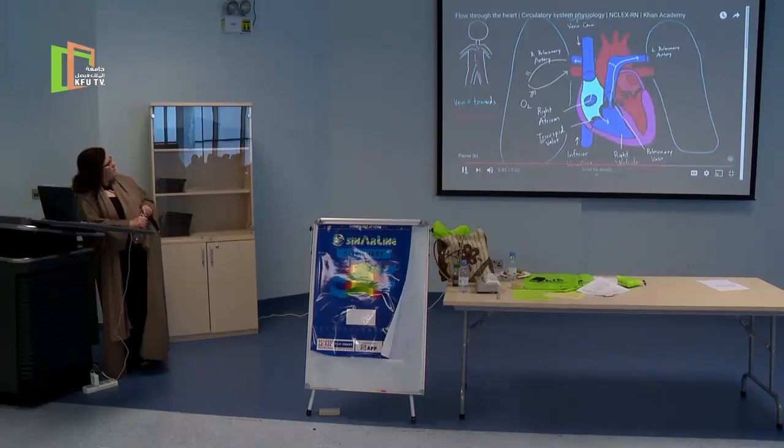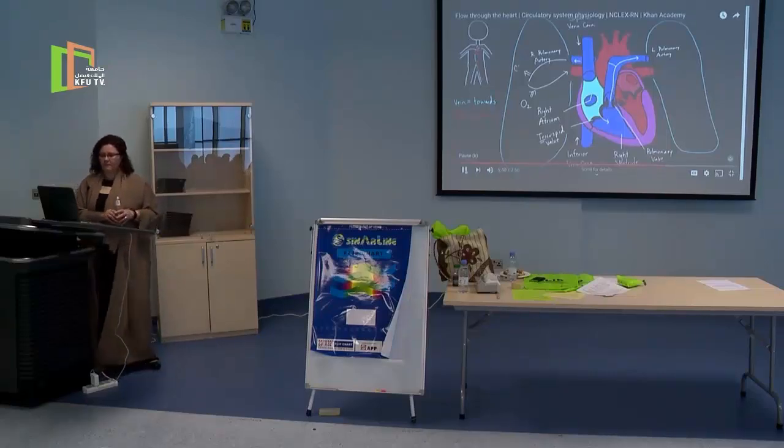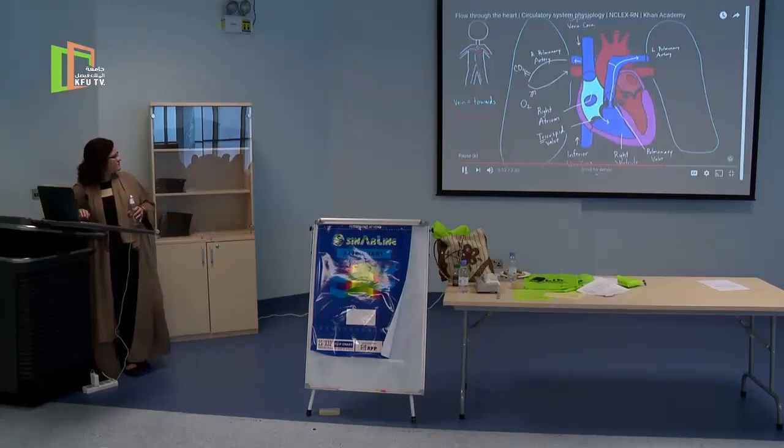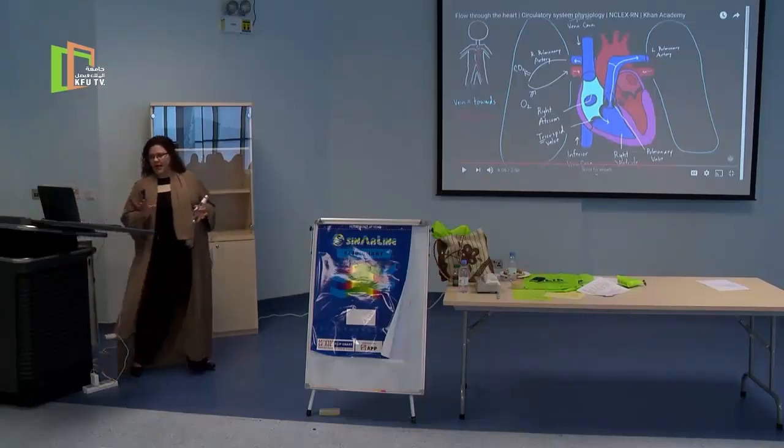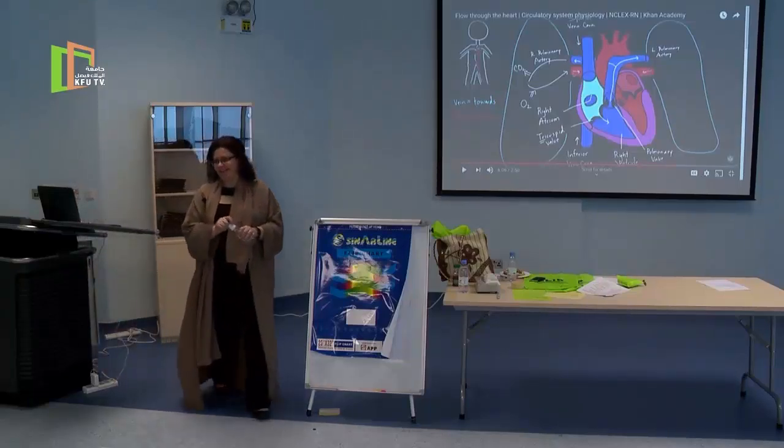It's also blue, and that reminds us that it's full of carbon dioxide. It's full of waste because it's coming from the body, right? The body's made a lot of carbon dioxide that it's trying to get rid of. So in the lungs, you get rid of your carbon dioxide and you pick up oxygen. So that's why I switch at this point from a blue-colored vessel to a red-colored vessel. So now blood comes back in this way, right? Easy topic for everybody, right?